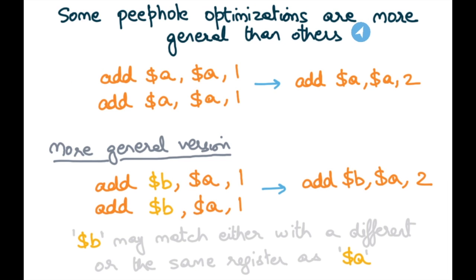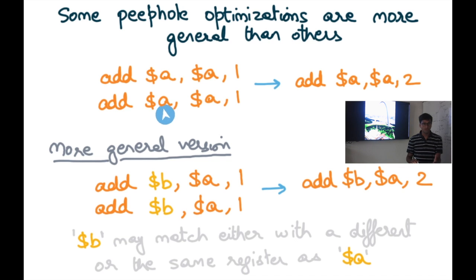Now, some peephole optimization rules are more general than others. So there are other ways to generalize peephole optimization rules. Let's take this example where we say that if you add 1 to A and put it in A, and then you add 1 again to A and put it in A again, then that's similar to saying that you add 2 to A and then put it in A. Well, a more general version is that instead of saying that it's the same register, maybe you want to say that the first instruction adds 1 to A and puts it in B. And the second rule probably says that you add 1 to B and put it in B.